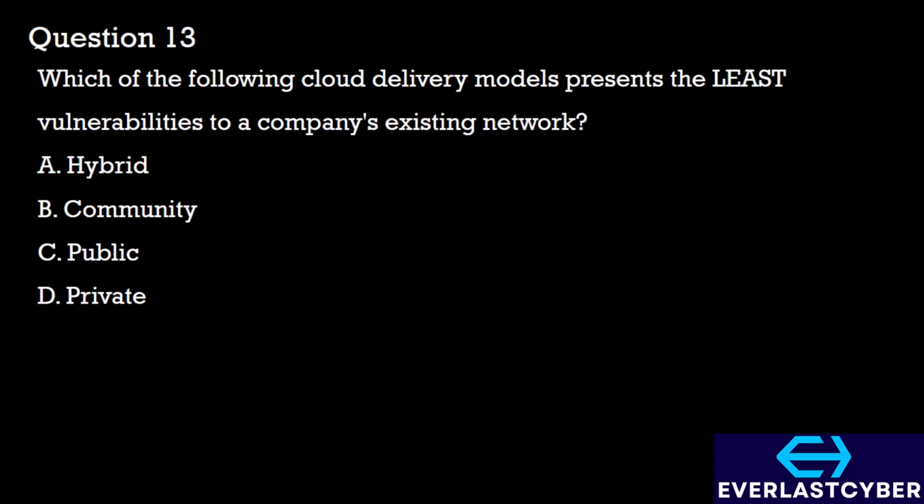Question 13. Which of the following cloud delivery models presents the least vulnerabilities to a company's existing network? A. Hybrid, B. Community, C. Public, D. Private. A hybrid cloud integrates private and public cloud environments, and it allows data and applications to be shared between them. While the hybrid cloud offers scalability and flexibility, it also has its own complexities in security management due to the integration of different environments. So it's not the best answer here.